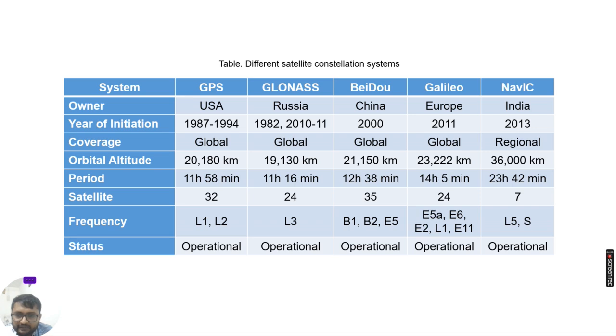And you can see how many satellites they have in their constellation. GPS has 32 satellites, GLONASS has 24, BeiDou has 35, Galileo has 24, and NavIC has 7 satellites. And then their frequencies, which electromagnetic spectrum they are using in their operations. Here we have L1, L2 in GPS, L3 in GLONASS, B1, B2 in BeiDou, E5 in Galileo, and so on and so forth. And then there is the status of those satellites, whether they are operational or not.